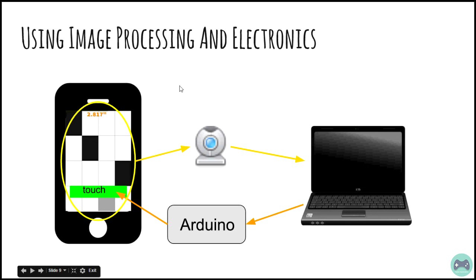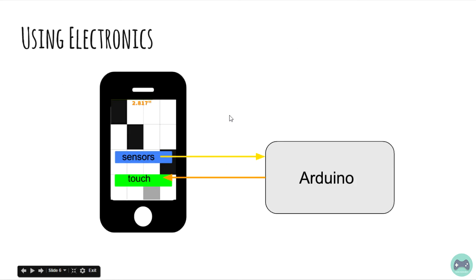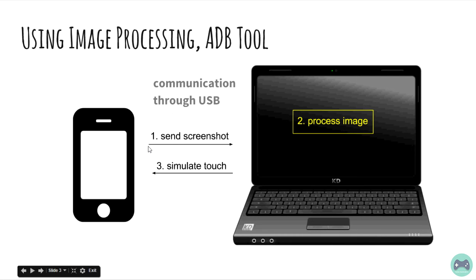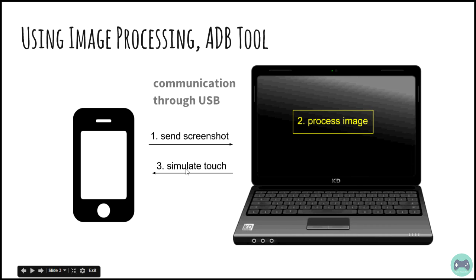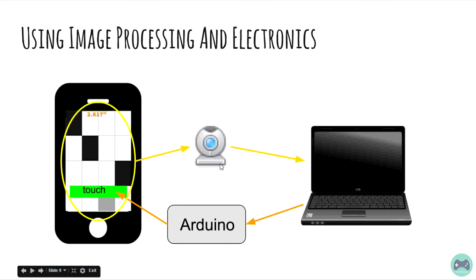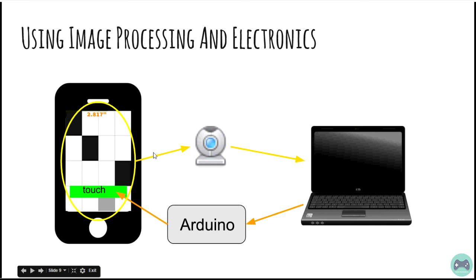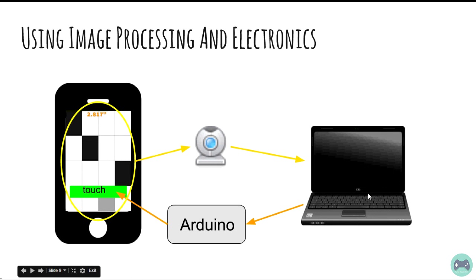The third approach is a combination of 1 and 2. The problem which we had with 1 is that this part was slow, sending screenshots and simulating touch. And for games where you have to respond really fast, you can't use this. So when you want to solve games which are real time and you need quick responses, instead of sending the screenshot of the phone using ADB tool, we are going to use a web camera. The web camera will be mounted on top of the tablet or the phone, and it sends a video stream to the laptop, and this way you can get data at a really fast pace.